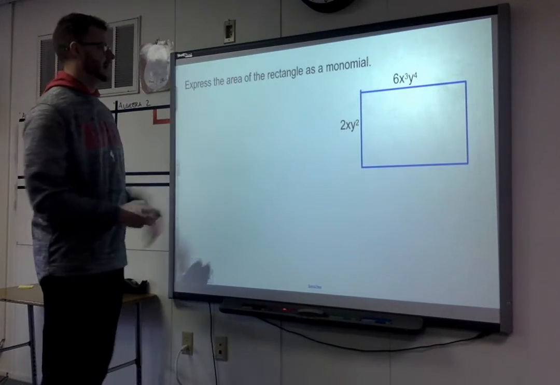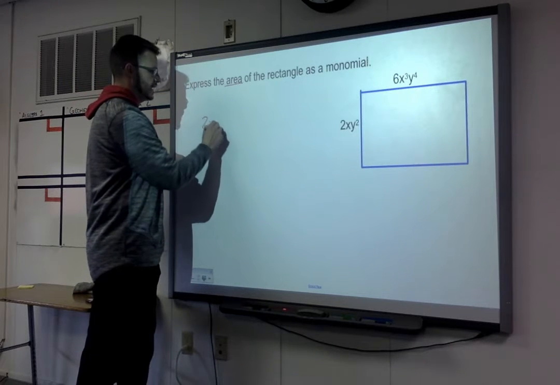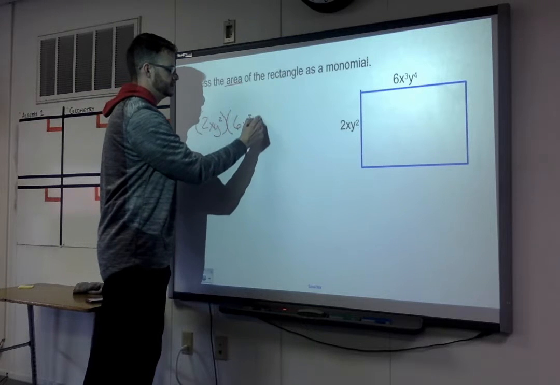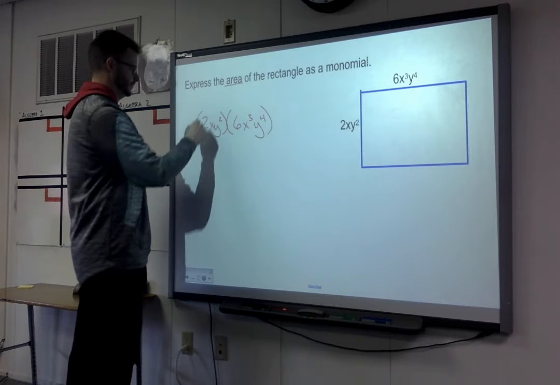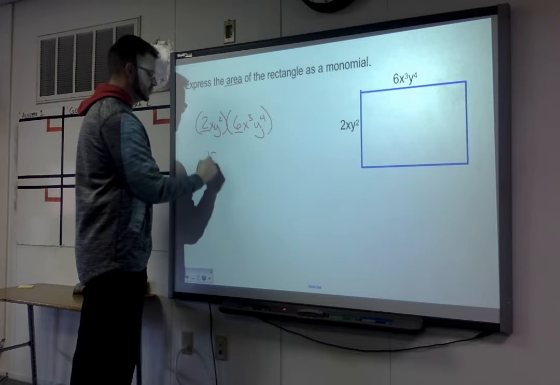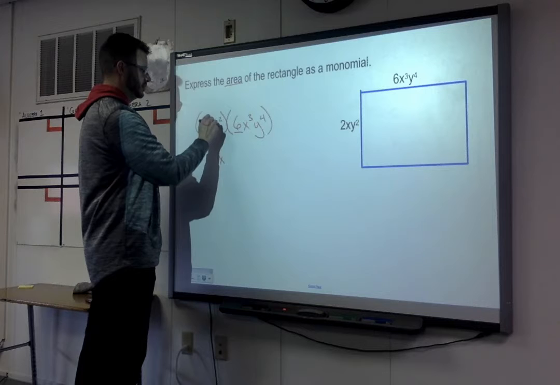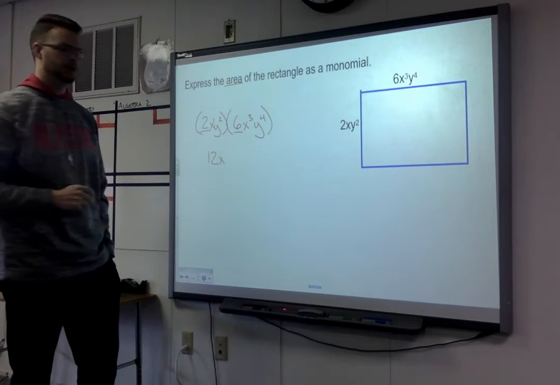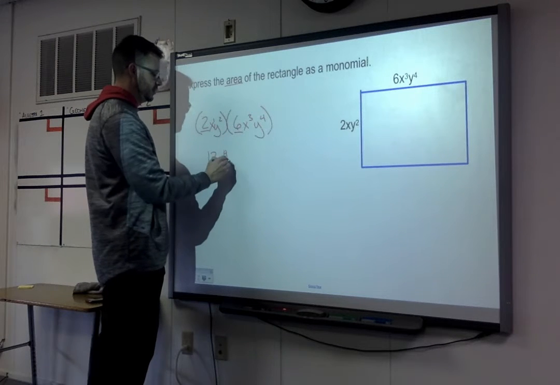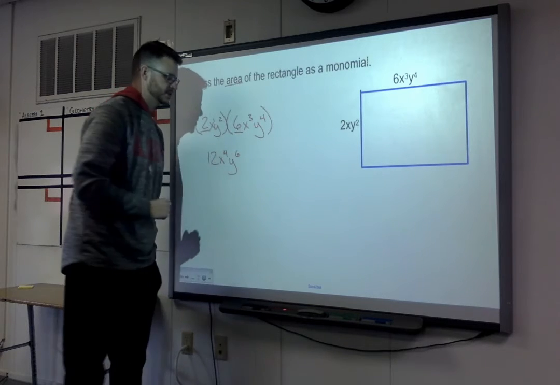This one here, area of the rectangle. So again, length times width. We would have 2xy squared times 6x cubed y to the 4th. So we're going to multiply our coefficients. 2 times 6 is 12. X times x cubed. Remember, if there's no exponent, you can put in a 1 as a placeholder. So 1 plus 3 would give us x to the 4th. And then y squared times y to the 4th would give us y to the 6th.